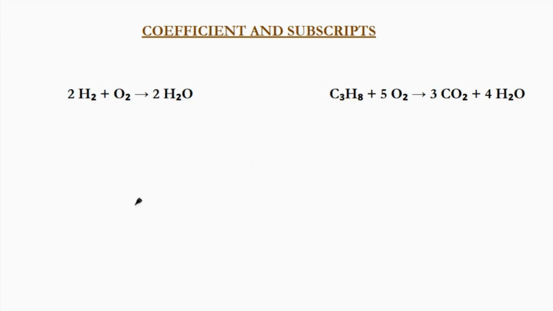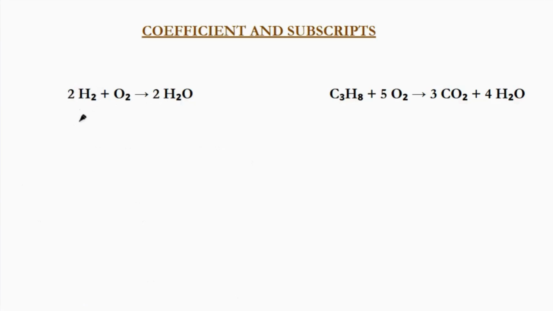Okay, so this is how you deal with coefficient and subscript. In an equation like this, we have 2 moles of hydrogen molecule and 1 mole of oxygen to give you 2 moles of water. Now, if I ask you how many hydrogens are in the product, it is 4.